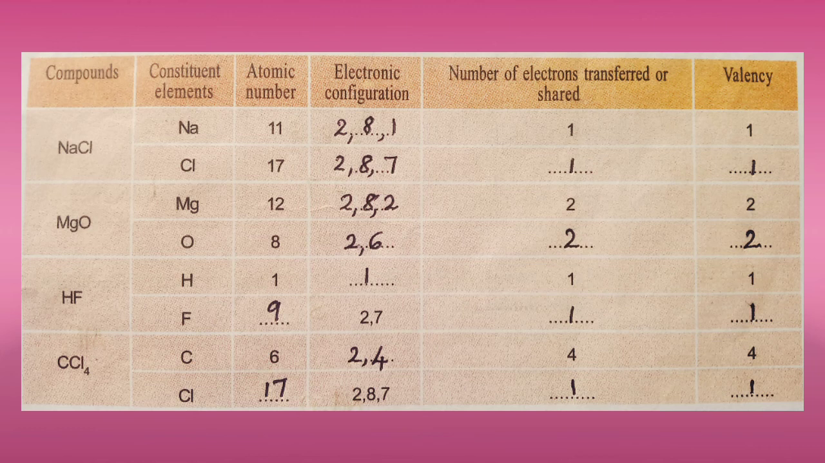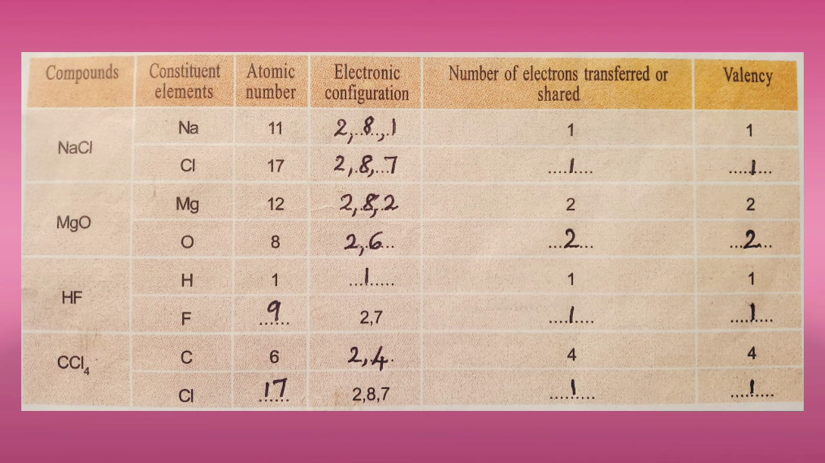We already discussed the chemical bond in hydrogen fluoride. Which bond is present in hydrogen fluoride? Covalent bond, isn't it? So, in hydrogen fluoride, one pair of electrons is shared between hydrogen and fluorine. That means the number of electrons shared by hydrogen is 1 and the number of electrons shared by fluorine is also 1. So the valency of hydrogen and fluorine is 1.